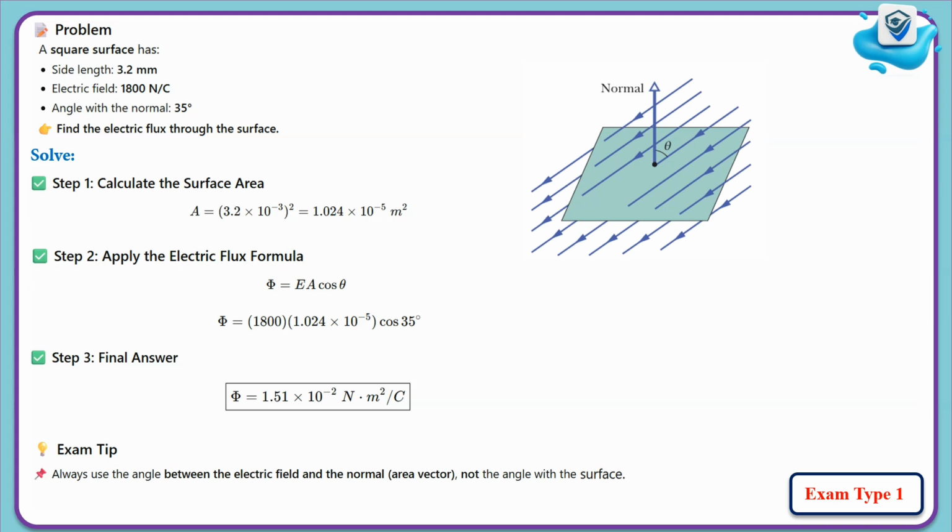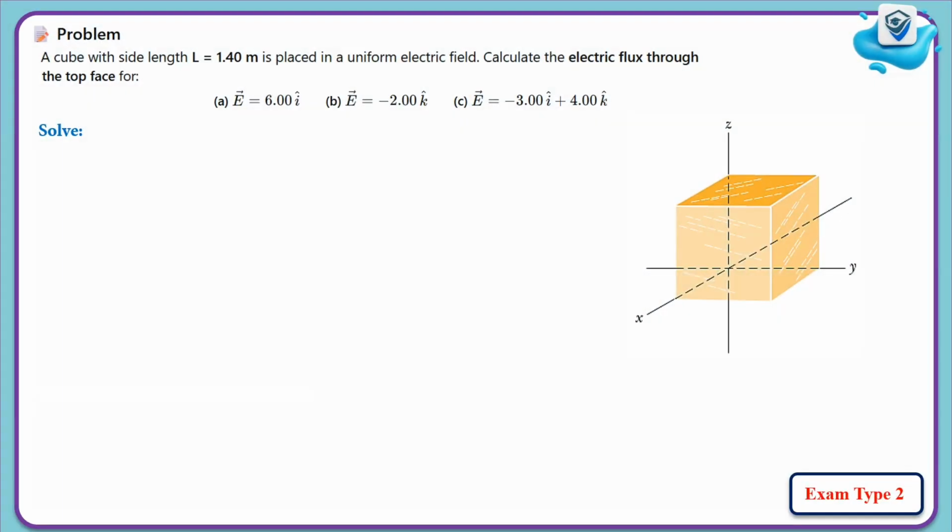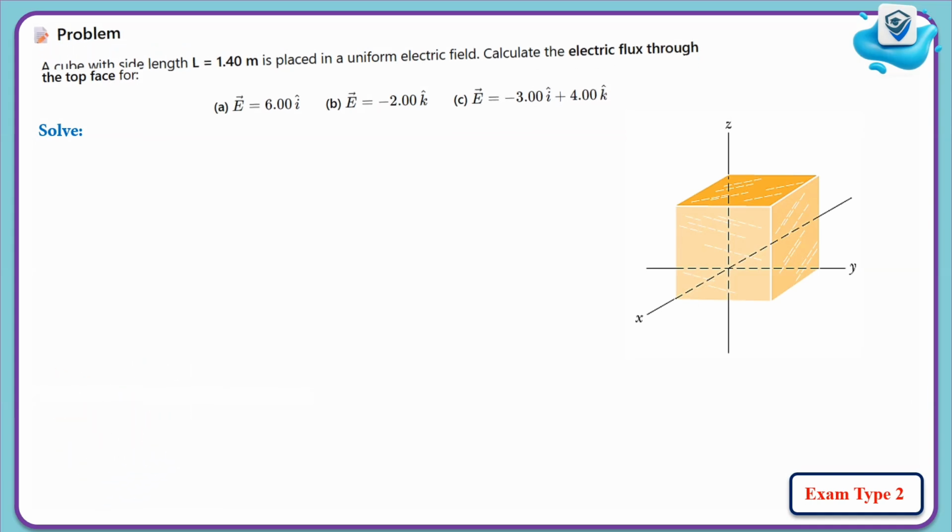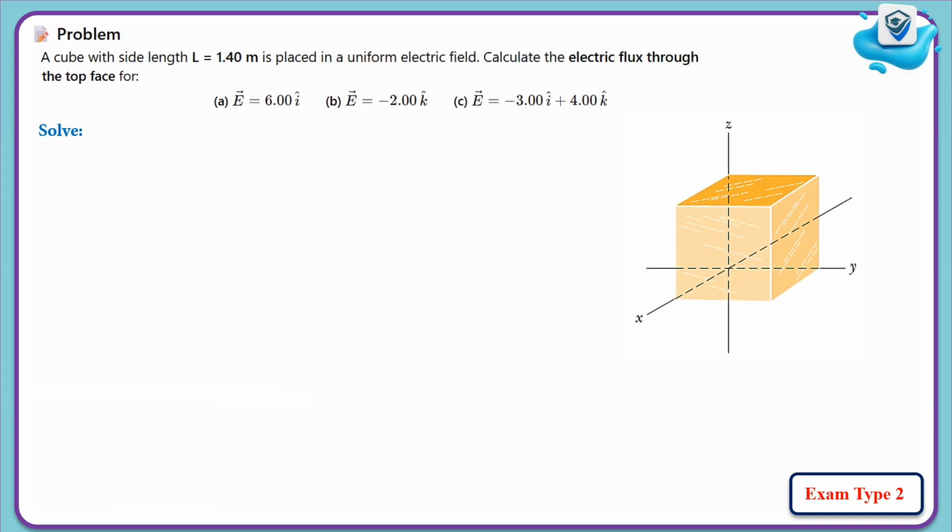Great. Now let's continue with another important exam problem. Now let's solve another important exam type problem. In this question, we need to calculate the electric flux through the top face of a cube for 3 different electric fields. The cube has a side length of 1.40 meters. Let's solve it step by step.